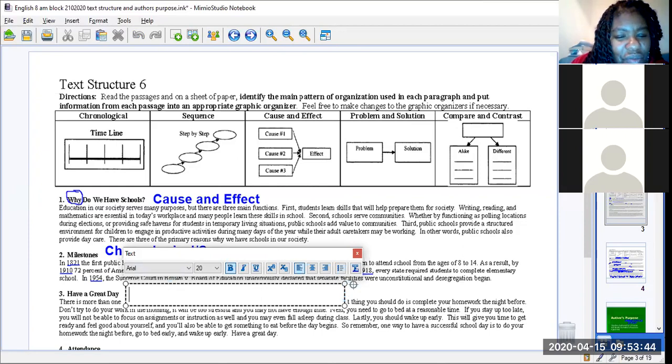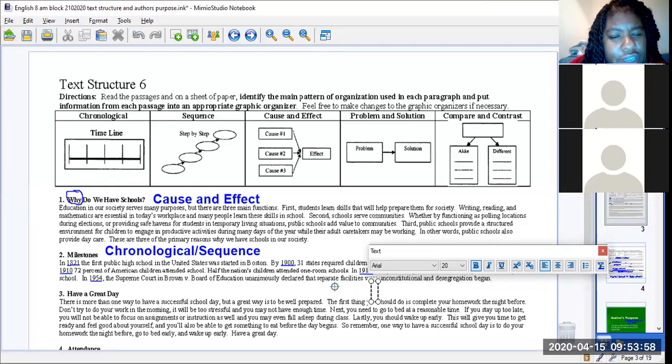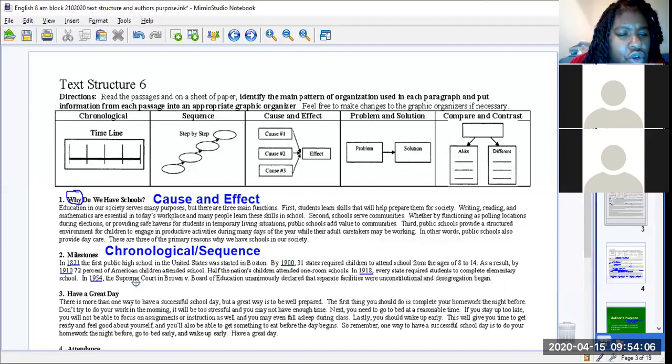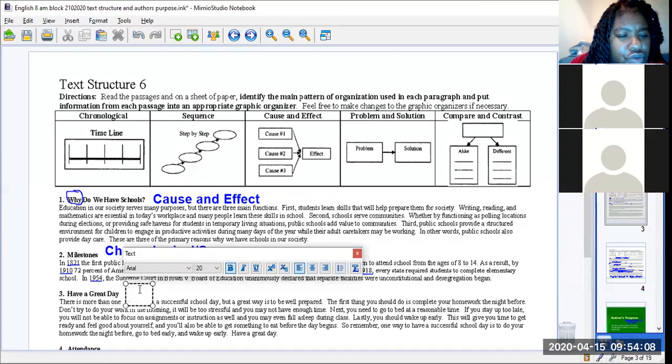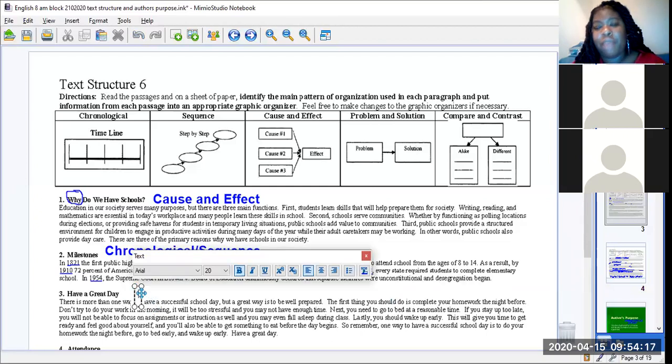All right. So let's see. It says, have a great day. There is more than one way to have a successful school day, but a great way is to be well prepared. And it says the first thing you should do is complete your homework the night before. Next, you should try to do this, then, and then last. So what kind of text structure do we have here? A problem? Well, it wouldn't necessarily be a problem. Okay, so show me where the problem is.